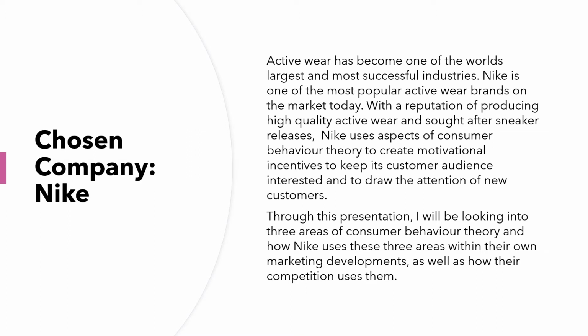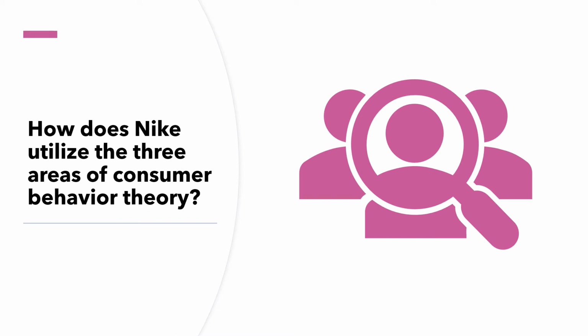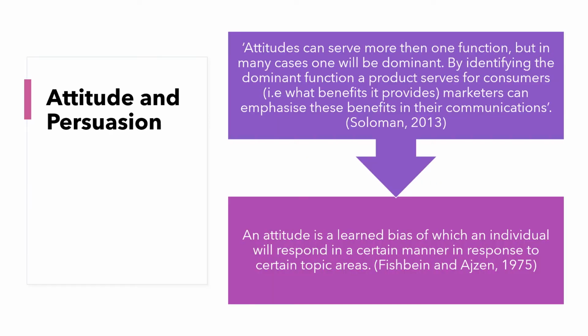Through this presentation, I'll be looking into three areas of consumer behaviour theory and how Nike uses these three areas within their own marketing developments, as well as how their competition uses them. So, how does Nike utilise the three areas of consumer behaviour theory? Firstly, I'll be looking into attitude and persuasion.